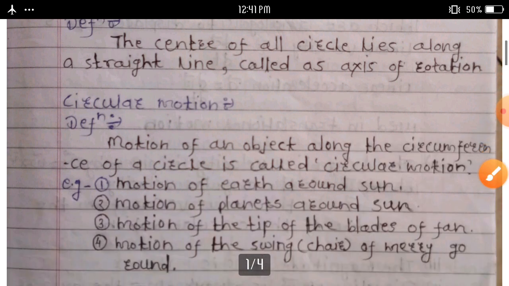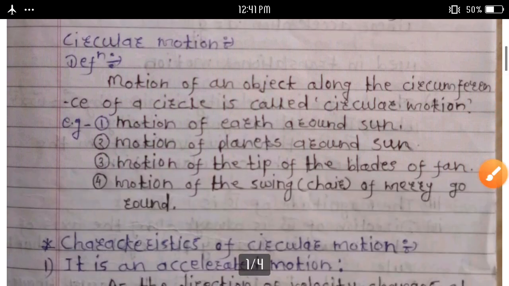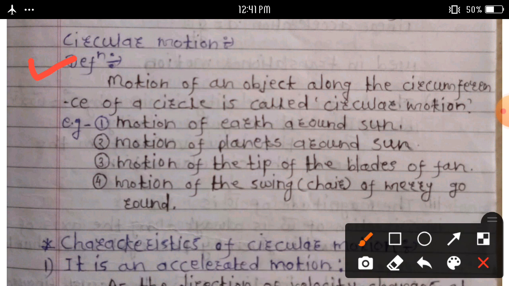Then we discuss the next definition, circular motion. What do you mean by circular motion? Definition: motion of an object along the circumference of a circle is called circular motion. Some examples are given here. What is an example of circular motion? First one is the motion of the earth around the sun. This is the best example of circular motion.